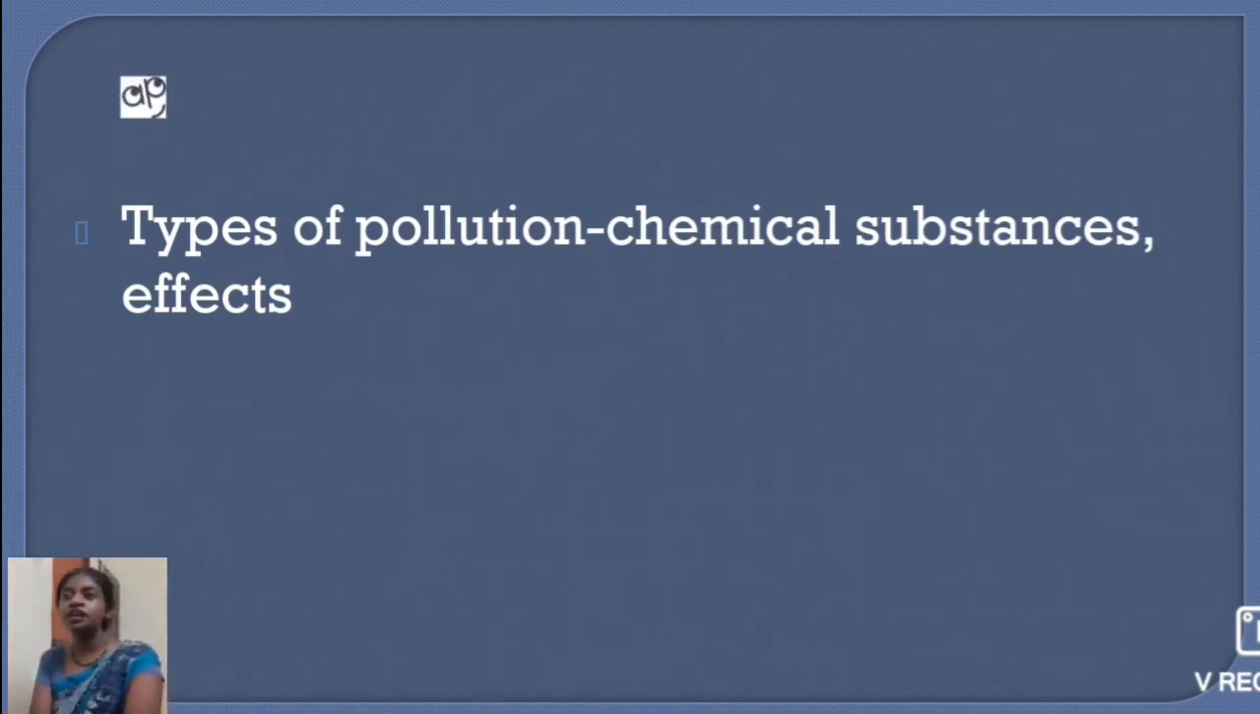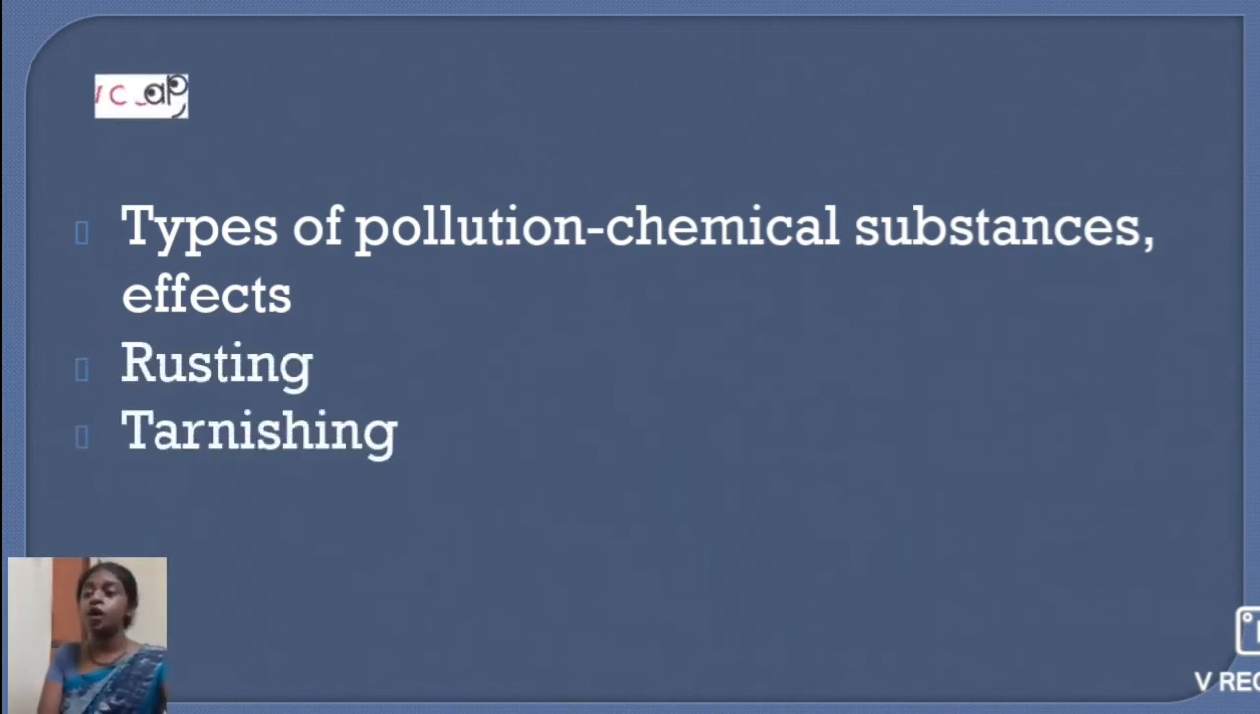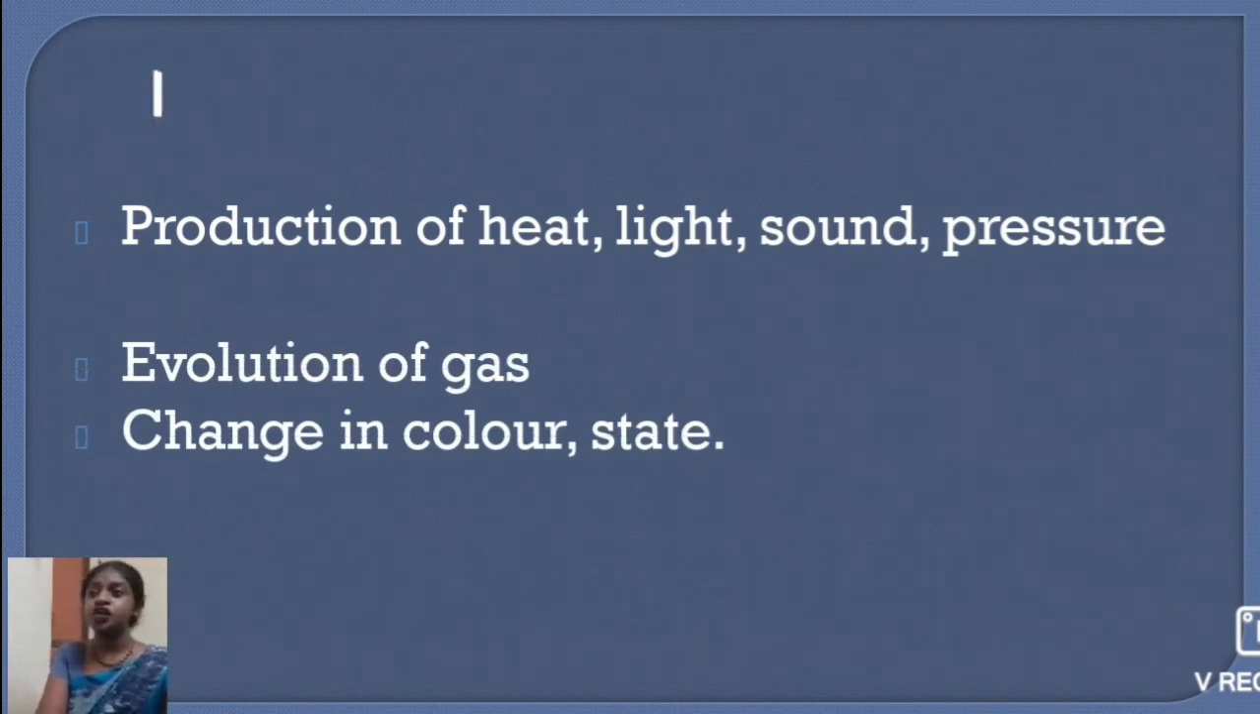Now let's have a quick recap about today's class. First we saw the types of pollution: water pollution, air pollution, and land pollution. We saw about the chemical substances and their effects. And then we saw what rusting is. When iron metal comes in contact with air, rusting takes place. And we saw what tarnishing is. Then as effects, we saw the production of heat, light, sound, and pressure with examples. The other effects were the evolution of gas and the change in color and state.